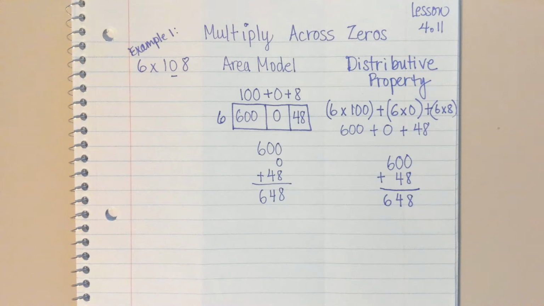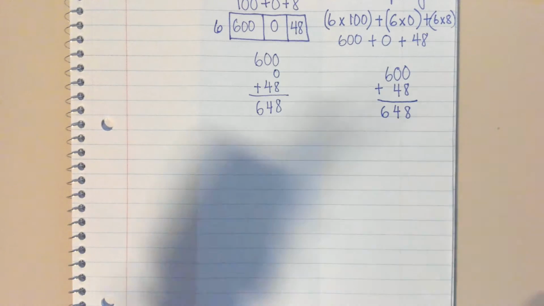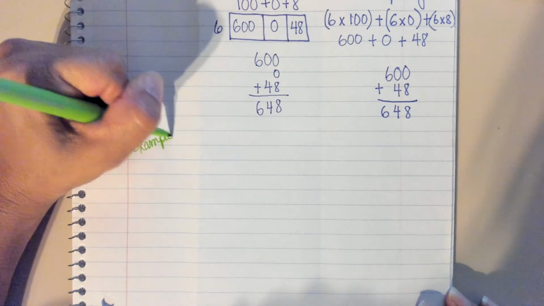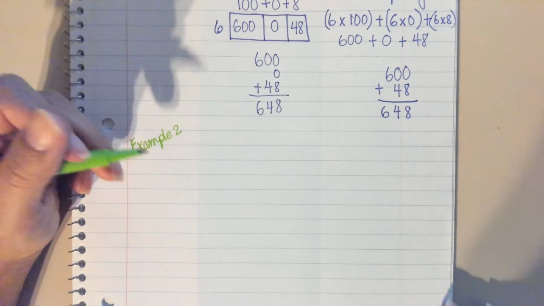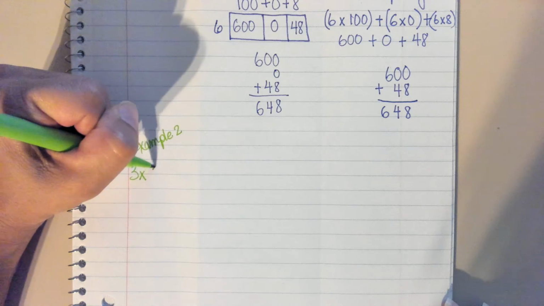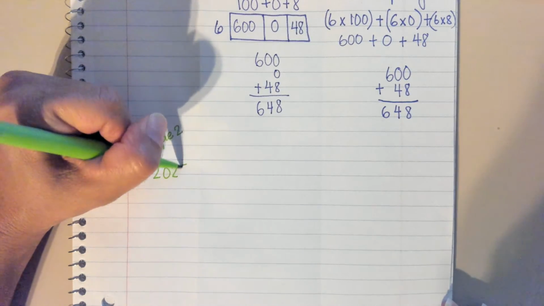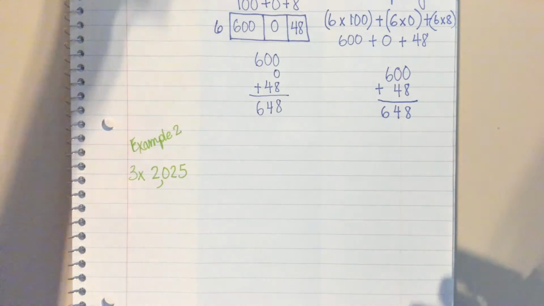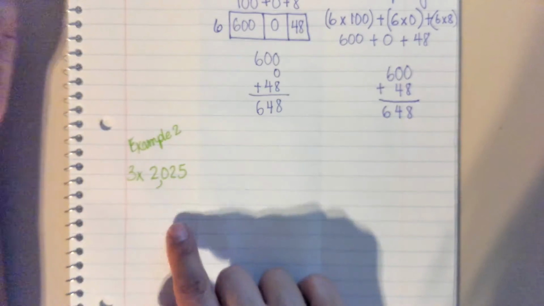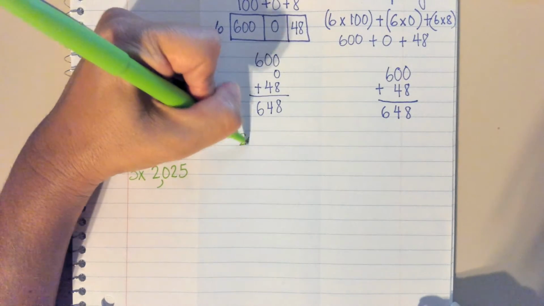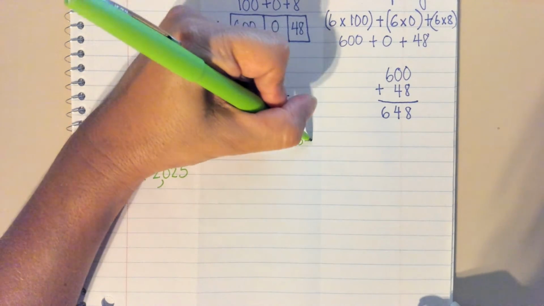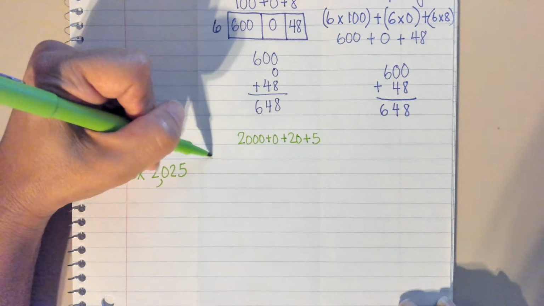You're going to be working with bigger numbers also. So let's move on to example number 2. We've got 3 times 2025. Again, with the area model, we're going to decompose 2025. We've got 2000 plus 0 plus 20 plus 5. Your other factor is 3.